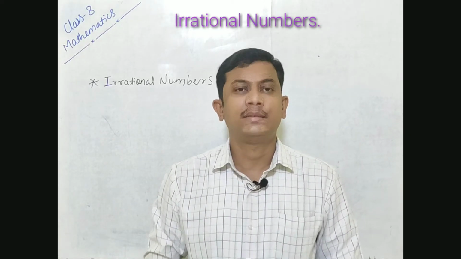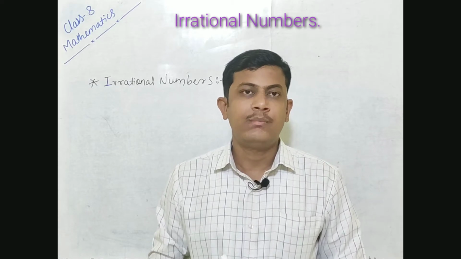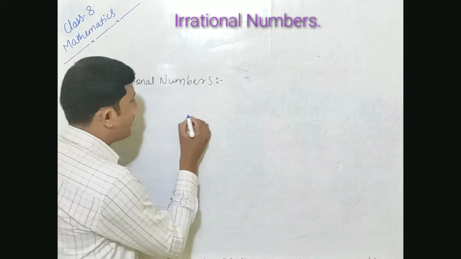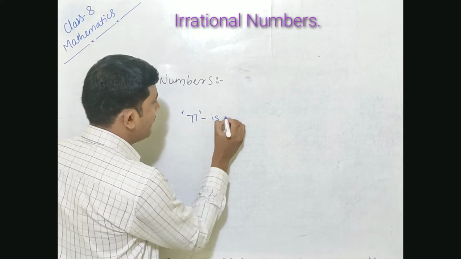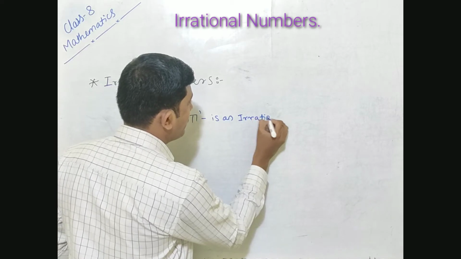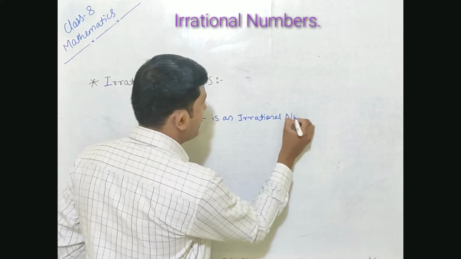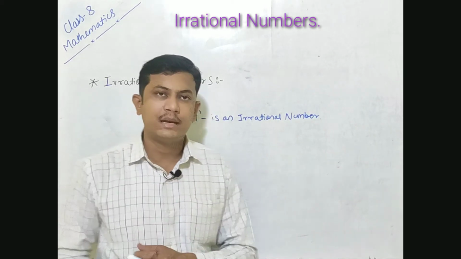In previous class, that is in class 7, we have seen that pi is not a rational number. Pi is not a rational number means what? Pi is an irrational number.